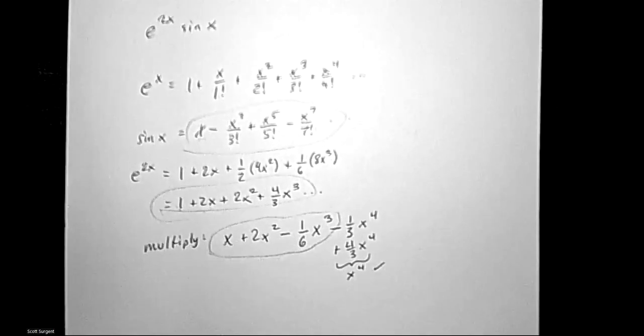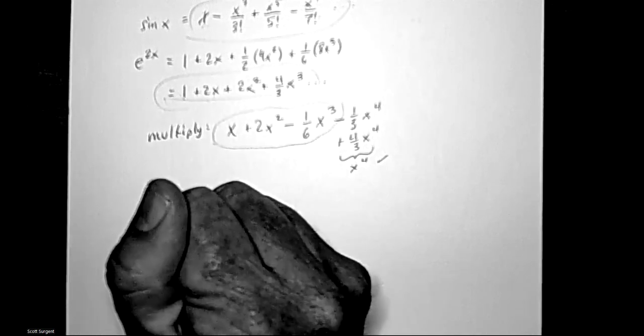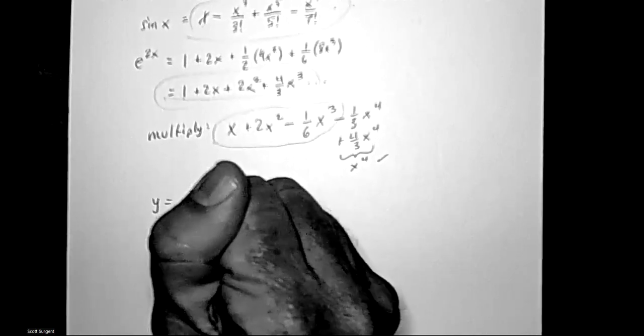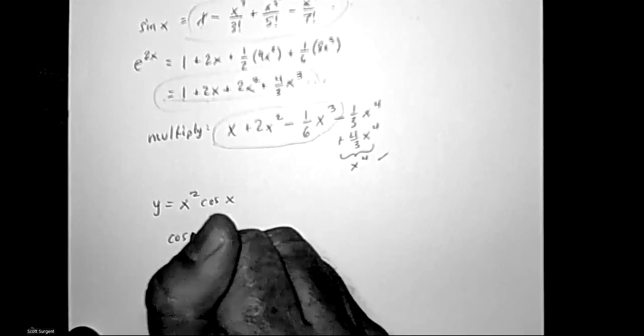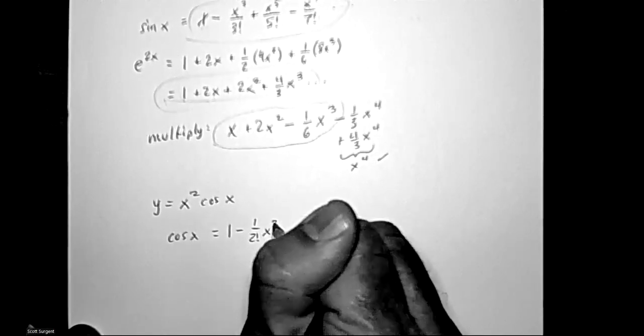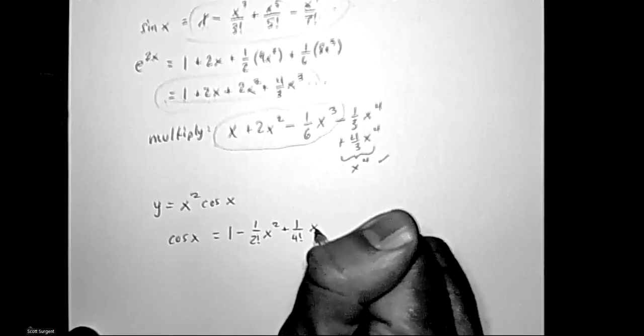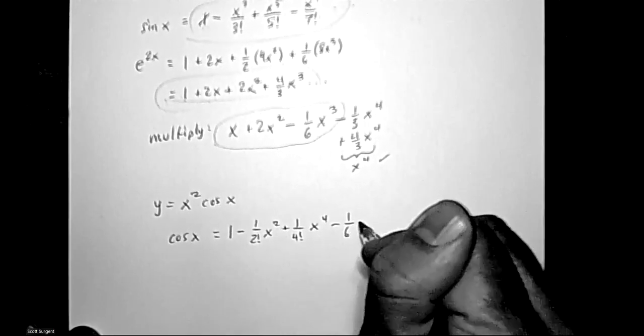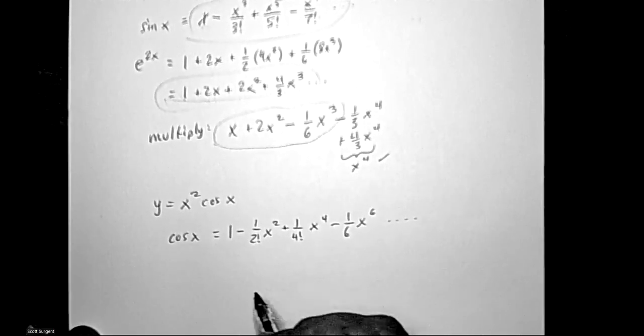As far as, say, a case when they want, let's suppose you have x squared cos x. In a case like that, write out the cos. Let's go ahead and do that. It's going to be 1 minus 1 over 2 factorial x squared plus 1 over 4 factorial x to the fourth, take away 1 over 6 factorial x to the 6, and so on and so forth. And then x squared is already a polynomial, so its Maclaurin polynomial is just going to be x squared.